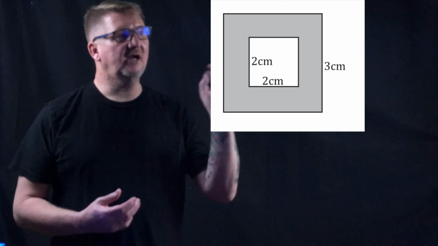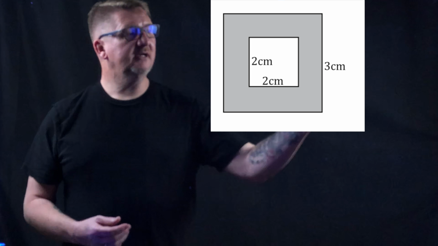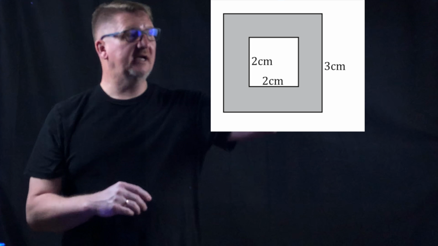Okay, so here is our second shape. What we need to figure out is the area of just the shaded region. So I can look at both of these shapes and say, okay, I have a square here, which is 3 centimeters by 3 centimeters, and then I have this square in the middle, which is 2 centimeters by 2 centimeters. Now, what I need to figure out is the area of the shaded area.